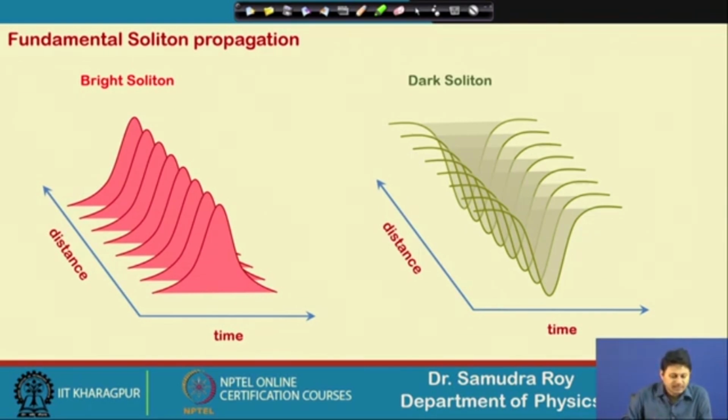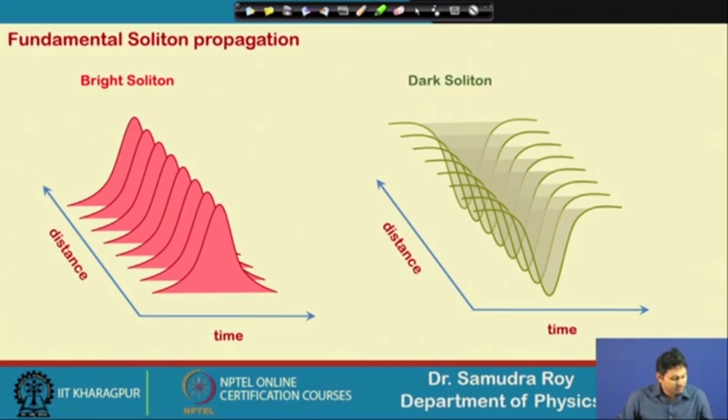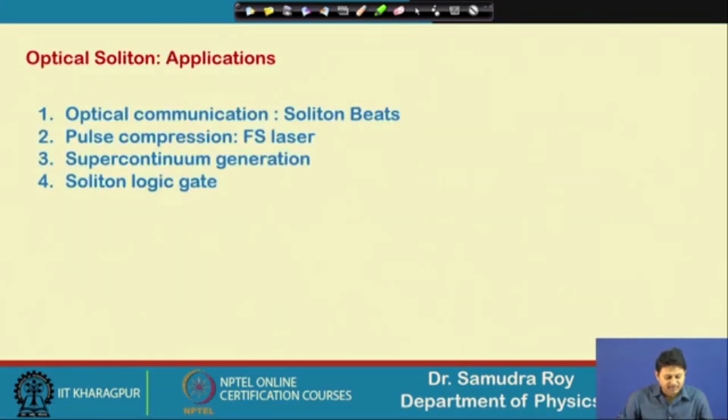So, here these two are basically stable structures. One is called the bright soliton, which is of much interest, and another is the dark soliton. Depending on the value of dispersion, if the dispersion is anomalous, then we have the bright soliton. If the dispersion is normal, we have dark soliton, but normally we do not deal with the dark soliton because its intensity is vanishing.